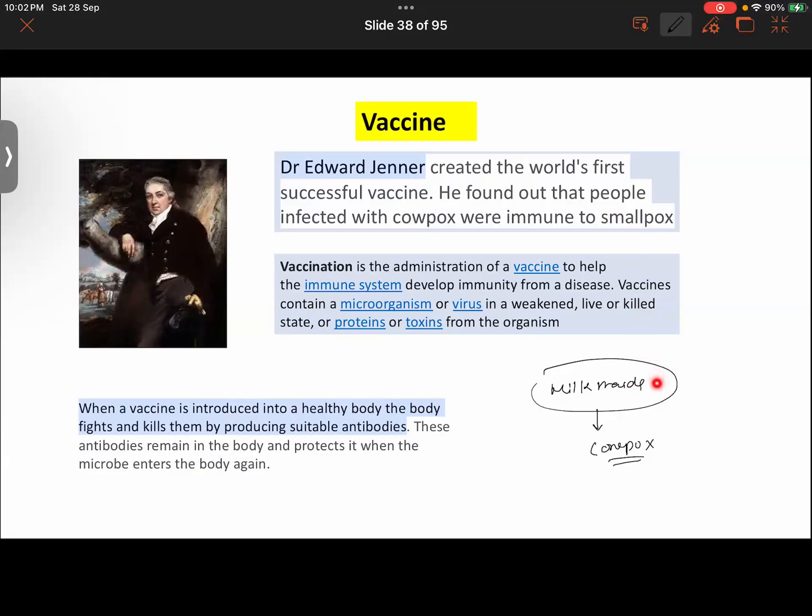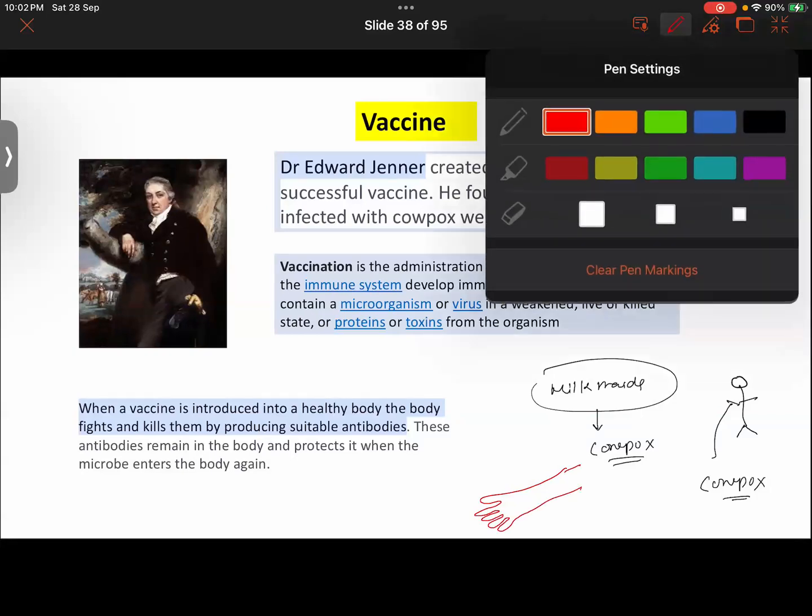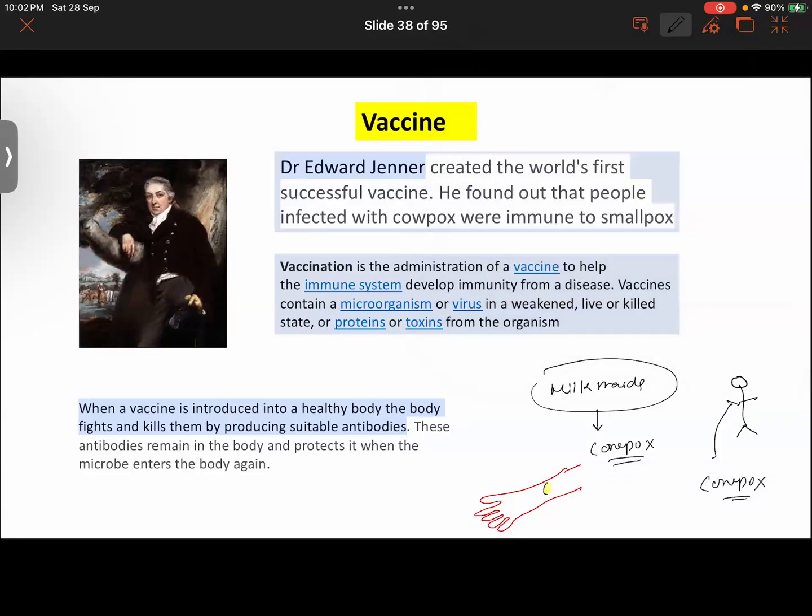So what he used to do was take, for example, a milkmaid who is suffering from cowpox. There will be some rashes on the skin, right, Ibrahim and Ramiz? He took those rashes from her hand and rubbed them on the hand of a child. It is considered that the child was suffering from smallpox. When those rashes were rubbed on the hand of this child, that child got cured. That child developed immunity against it.